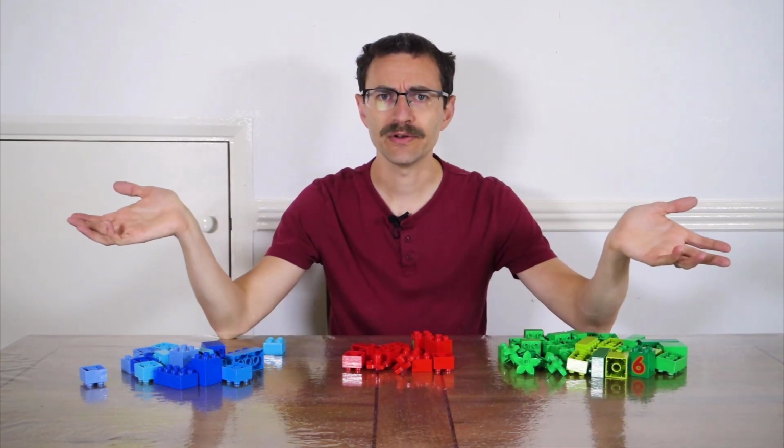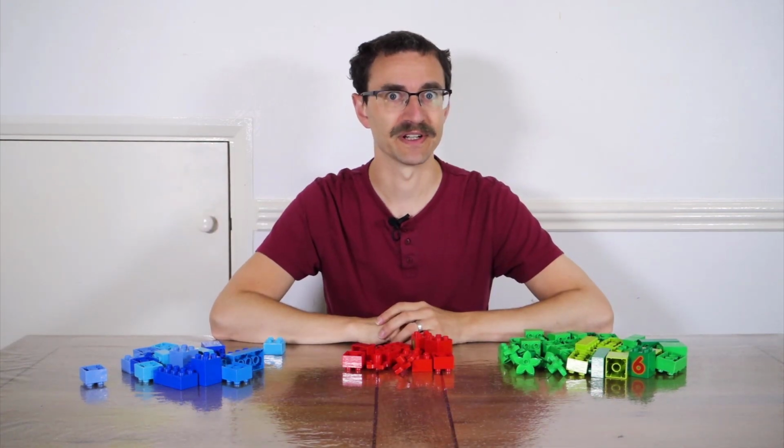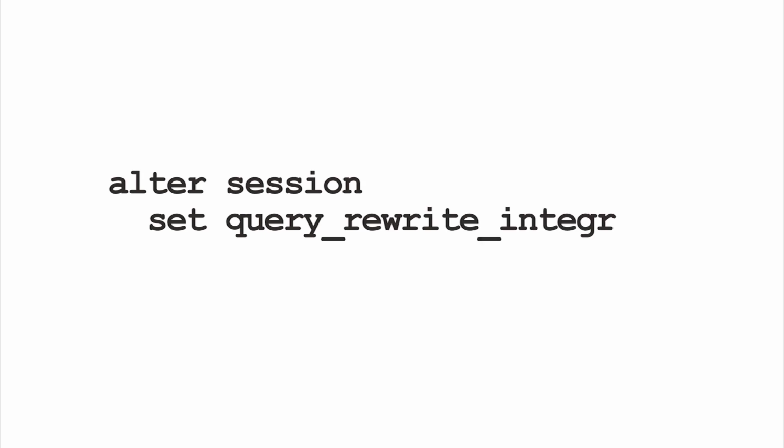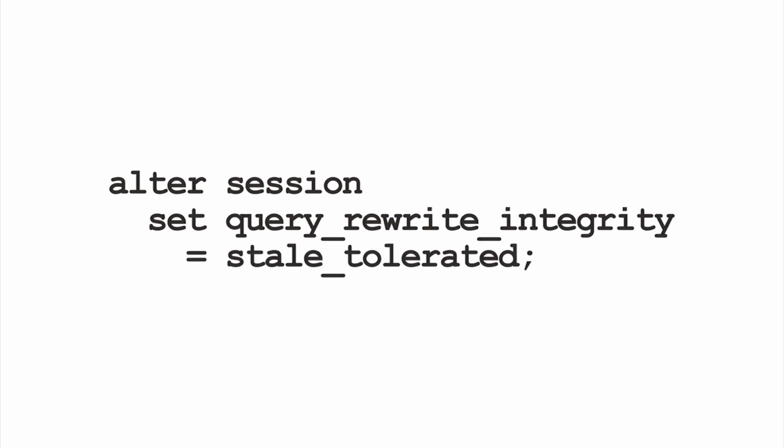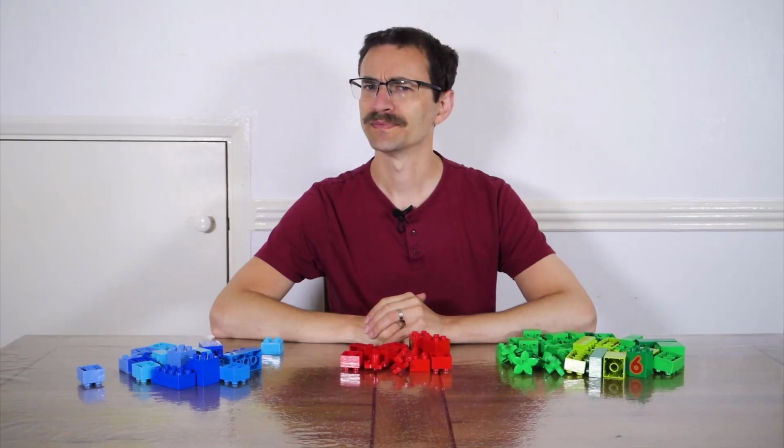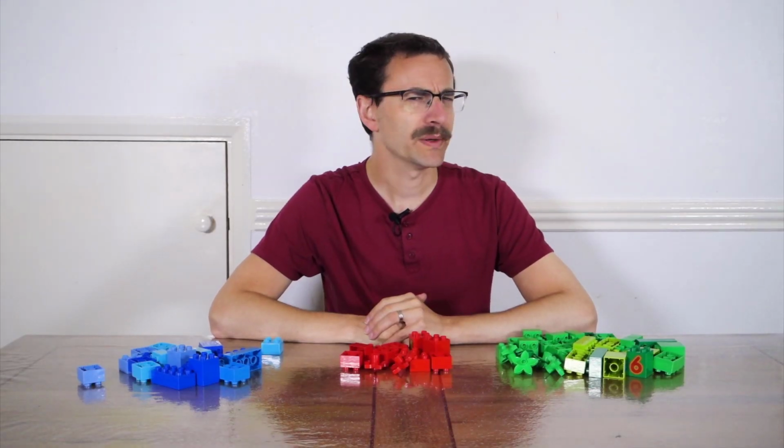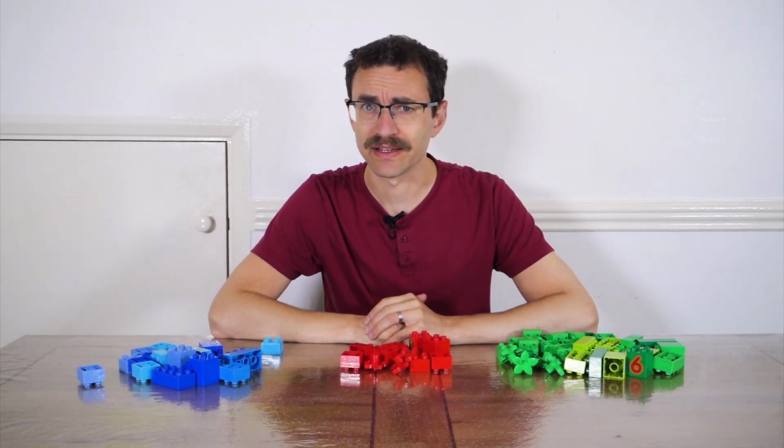So what can we do about this? Well, there is a trick. You can set the query rewrite integrity parameter to stale tolerated. This means the database can use the materialized view for query rewrite even though the data is out of date. Now, you may be wondering, why would we ever want stale data?